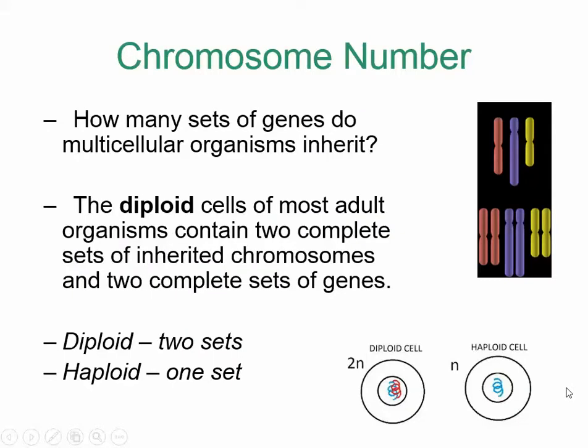Before we can really get into meiosis, there's a couple of vocabulary words we need to get clear here. The first one is called diploid. We have cells that are called diploid cells, and we have cells that are called haploid cells. A diploid cell contains two sets of chromosomes. An example of a diploid cell would be your body cells. On the other hand, we have what's called a haploid cell, and it has one set of chromosomes. An example of a haploid cell would be your gametes.